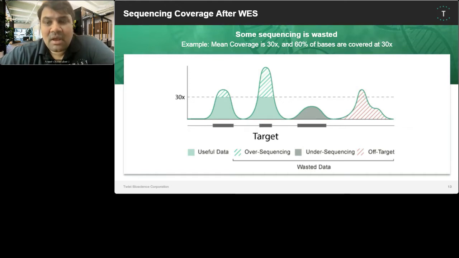At Twist, we achieve this through the design process that we use for designing the panel, also the QC process that we have set in place during the manufacture of the probes. And the third thing is how we change the workflow, so that all these three things add up and give you the uniformity that you have been looking for once you get your sequencing product.